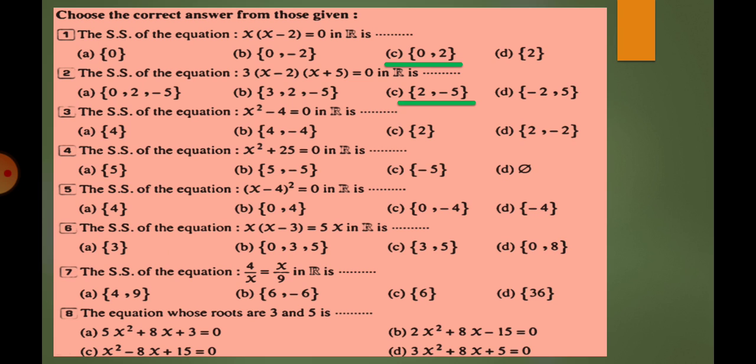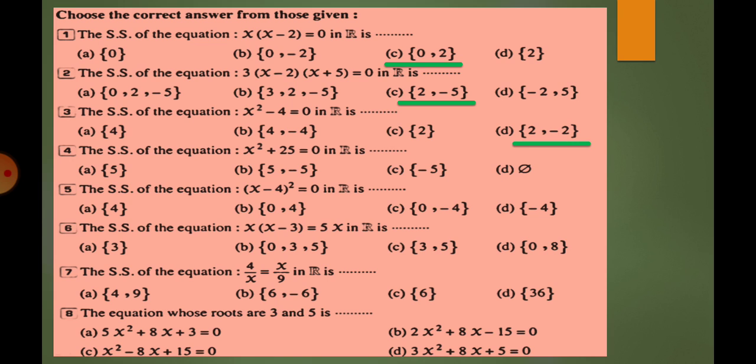The equation x power 2 minus 4 equals 0. This form is a difference between two squares. We factorize x power 2 minus 4, it will be (x plus 2) and (x minus 2). So we can write x equals 2 or negative 2. The solution set equals 2 and negative 2.